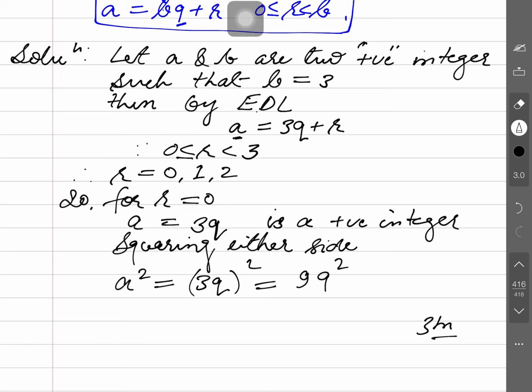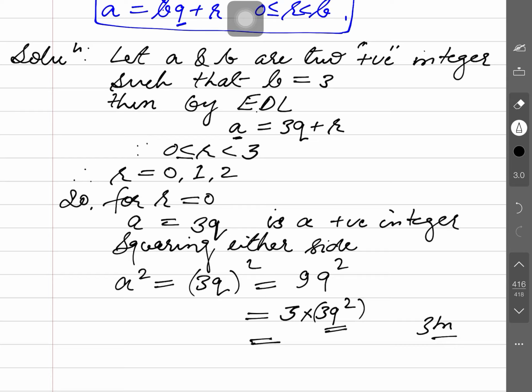3m form. So tell me please, does 9 have 3 as a factor? Yes. So you can write 3 into q square. Can we write this or not here? So listen guys, this 3q square is some positive integer. Is that clear? This is some positive integer. So what can we do here?